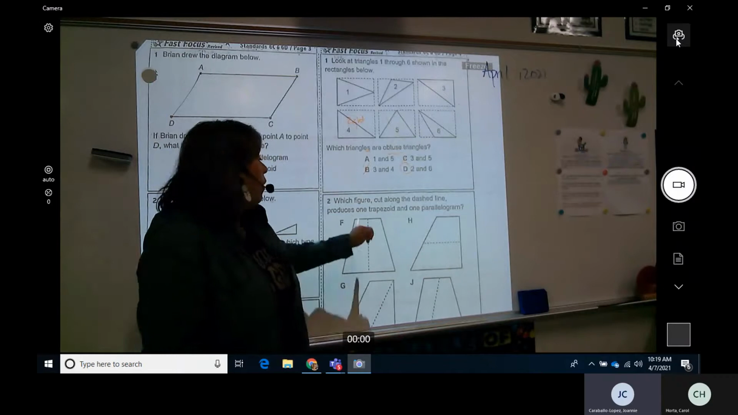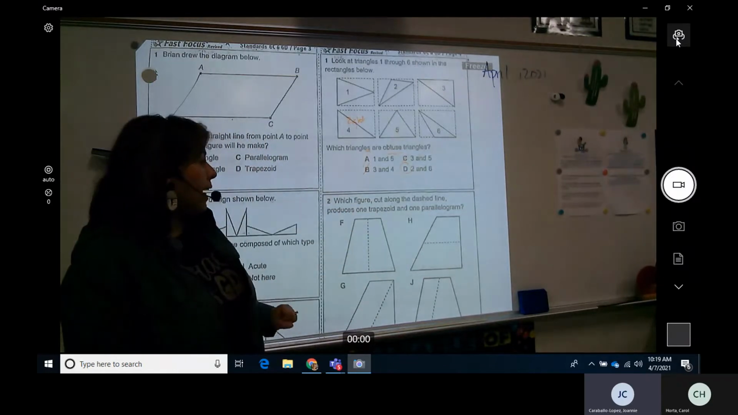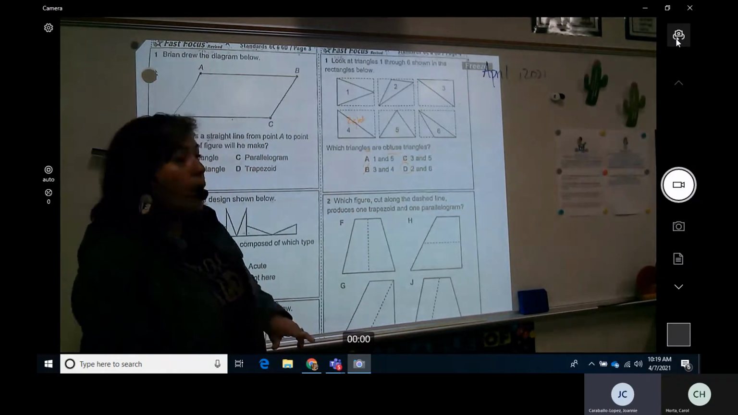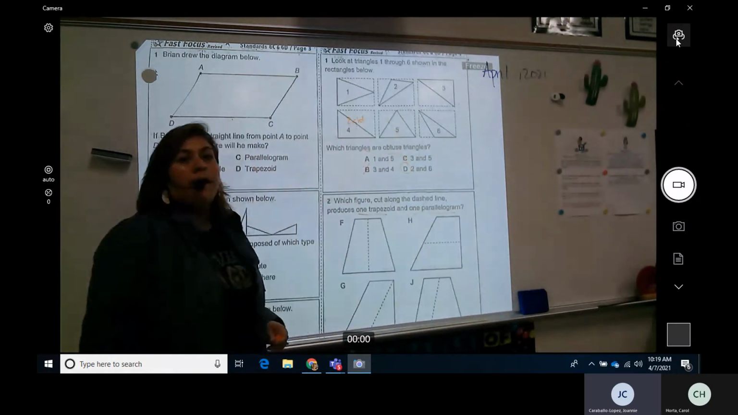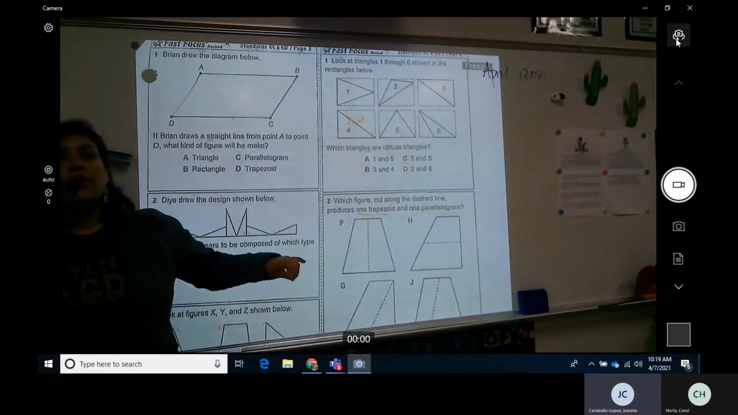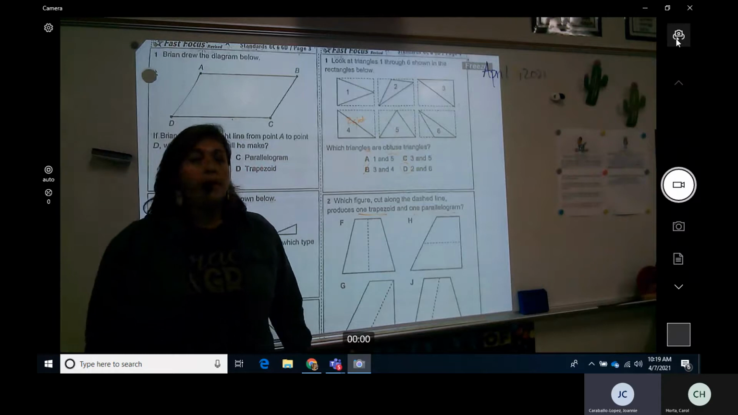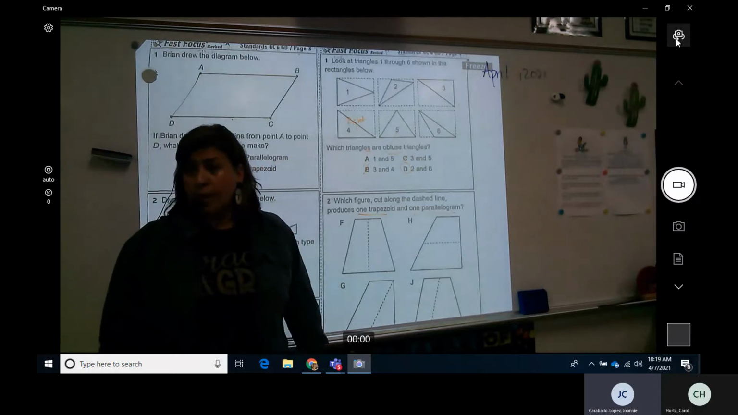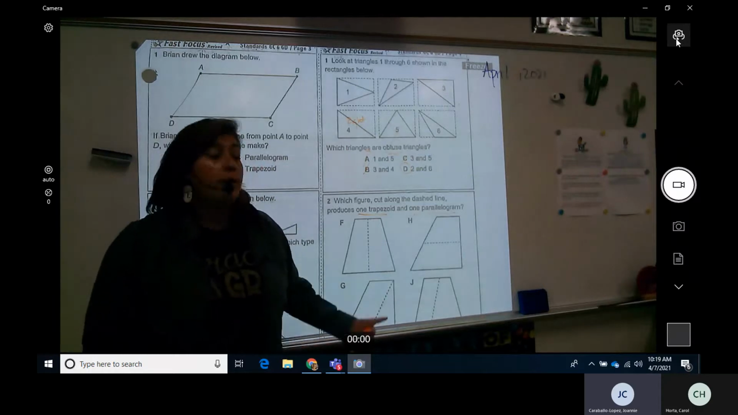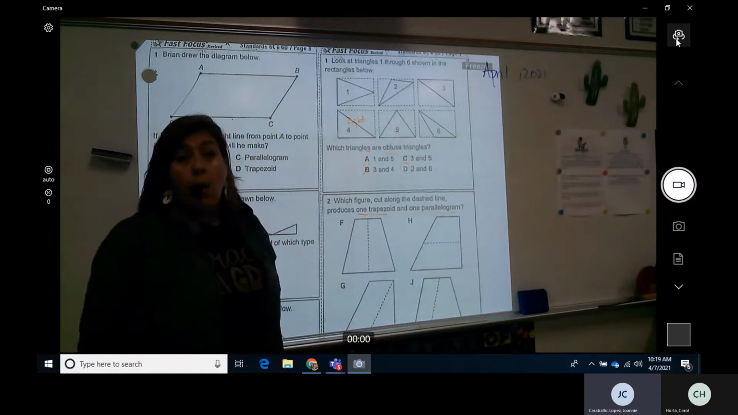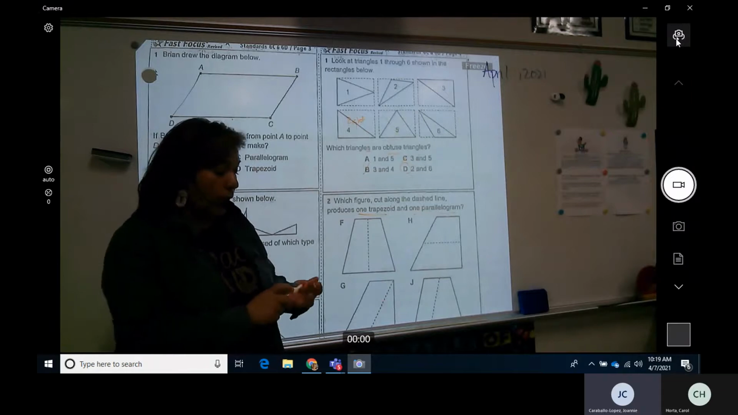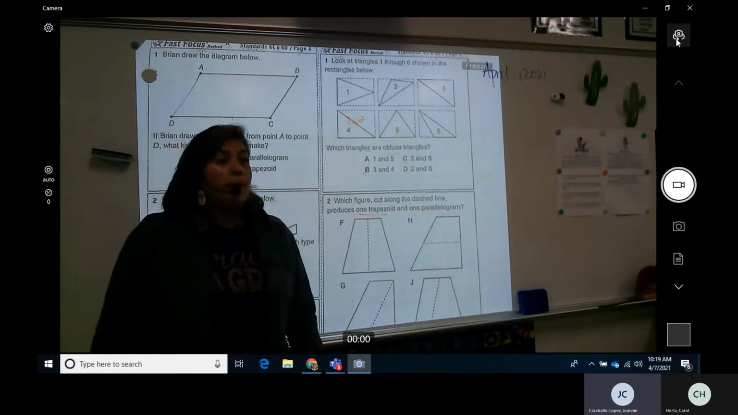All right, number 2. Which figure cut along the dashed line produces 1 trapezoid and 1 parallelogram? Here's the thing. If you don't know what a trapezoid or a parallelogram is, will you be able to answer this? No. So here's what I would do. I would look around to look at what a trapezoid is and what a parallelogram is so that I can answer that question. Go ahead and take a moment and answer that problem, please.